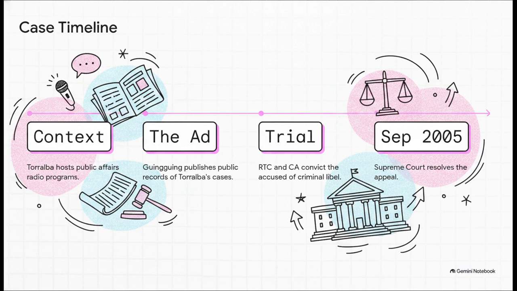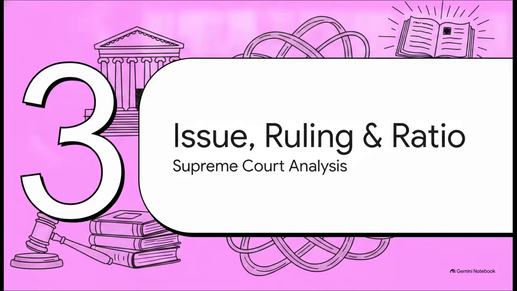The regional trial court actually convicted Guingguing and Lim, and the Court of Appeals backed him up. So Guingguing elevated it to the Supreme Court, basically arguing, hey, Turalba is a public figure, and we just publish public records. Now let's crack open the legal mechanics: the issue, the ruling, and the ratio.